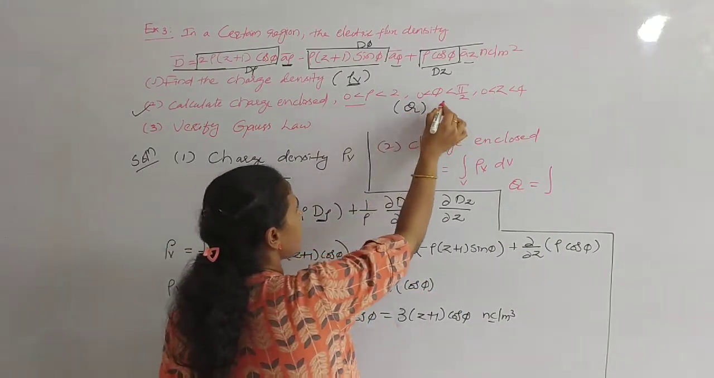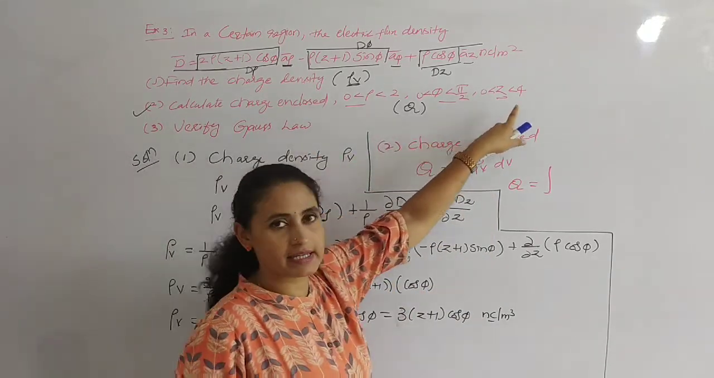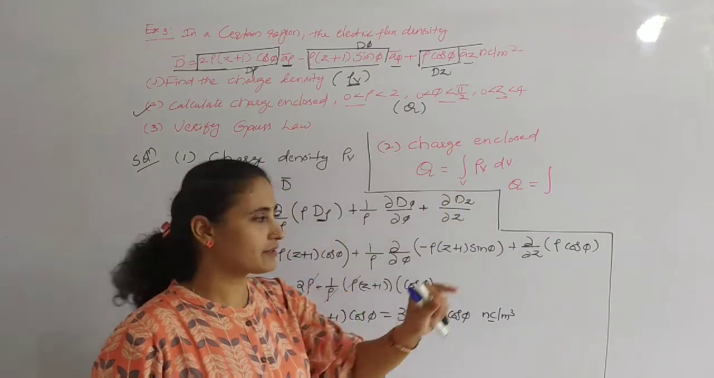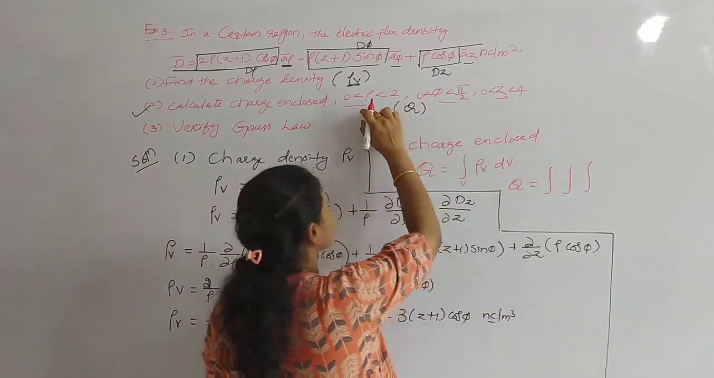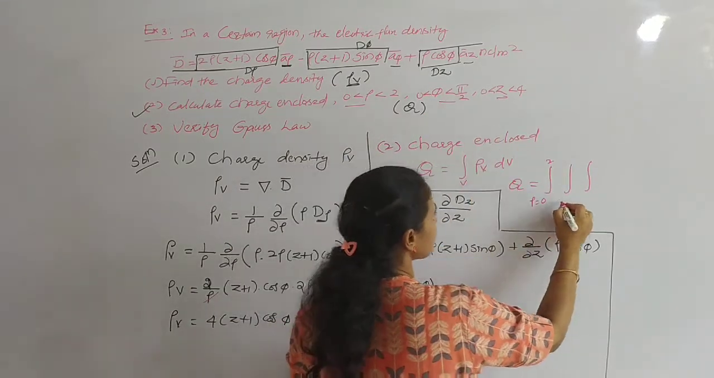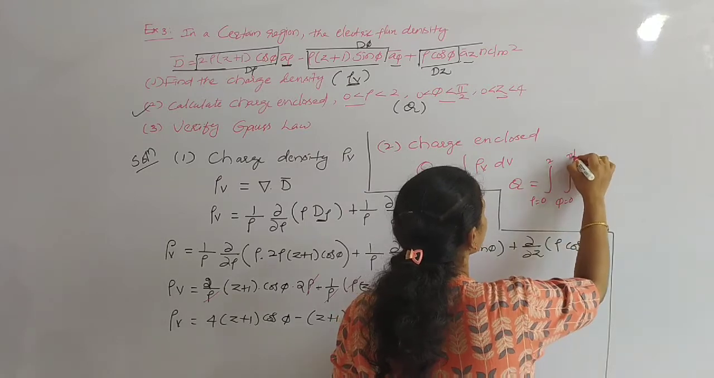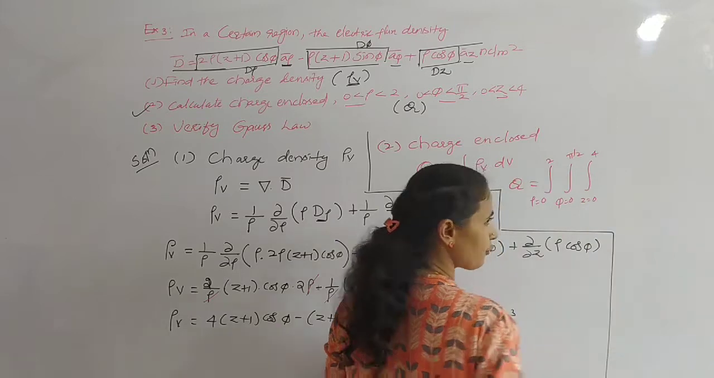What are the 3 integrals? These 3 limits: one is rho, one is phi, and one is z. Okay, I'll write the 3 integrals. One is rho, equal to 0 to 2. The second one is phi, equal to 0 to pi by 2. And the third one is z, which is equal to 0 to 4.